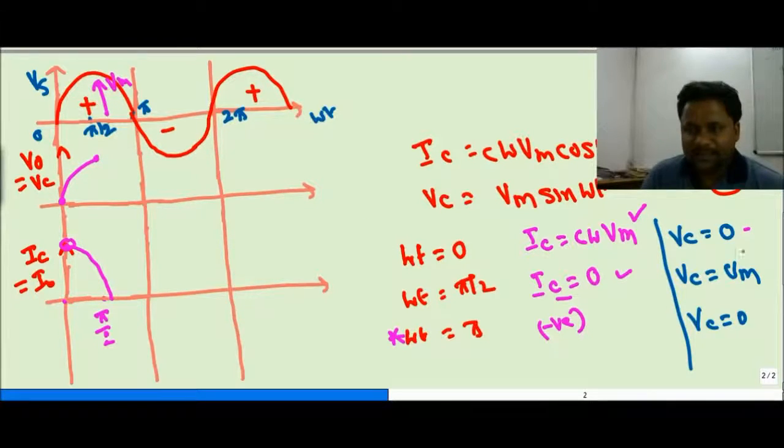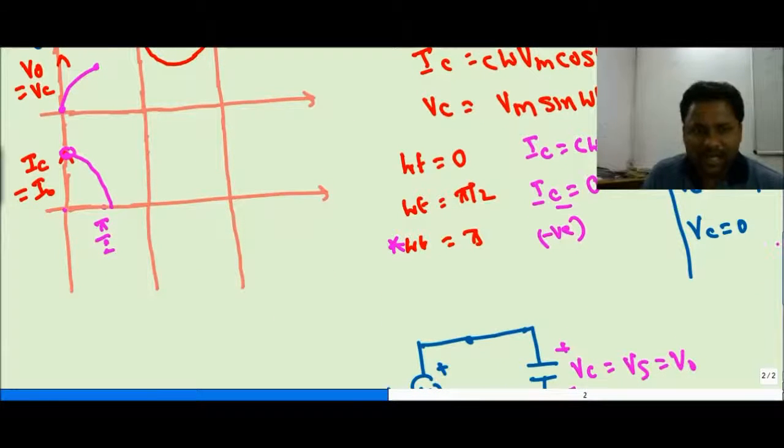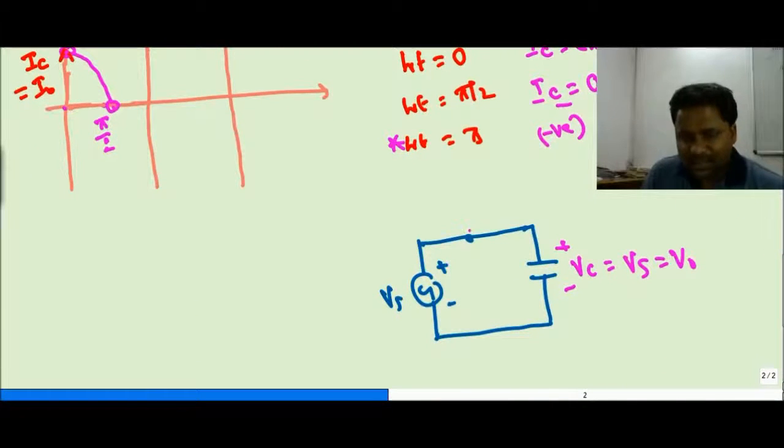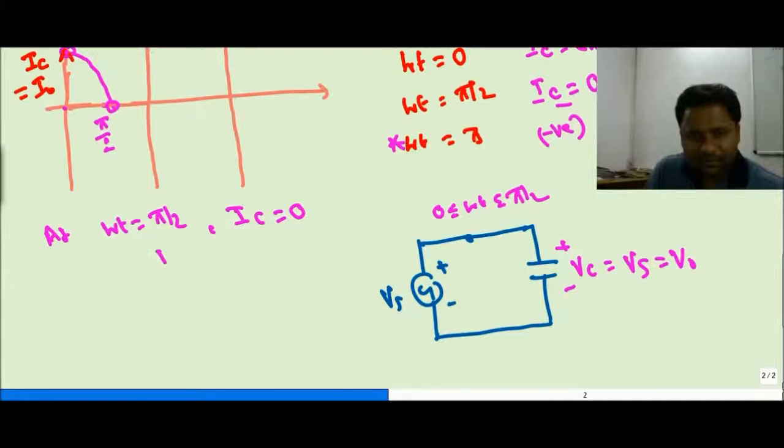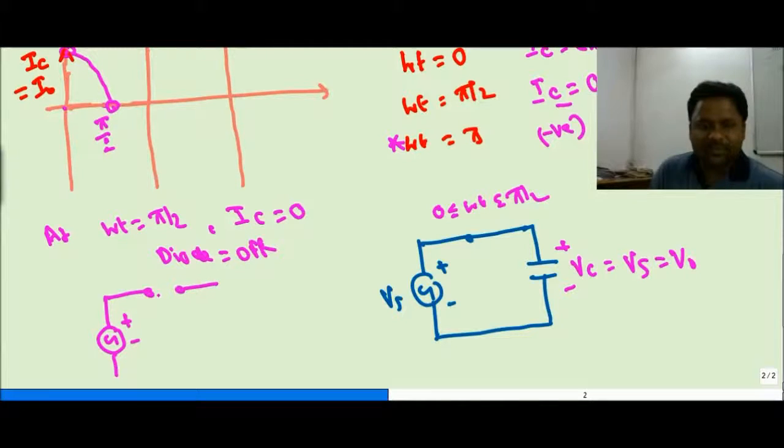At omega t equals pi by 2, the capacitance is charged up to a peak value. That means we have seen that in this expression, at omega t equals pi by 2, the current is 0. That means the diode becomes off. This condition is valid at omega t equals pi by 2. At omega t equals pi by 2, the current is 0, that means the diode is off. The supply voltage is positive, but the current is 0, so there is no current flowing in the diode. That means the diode is off.